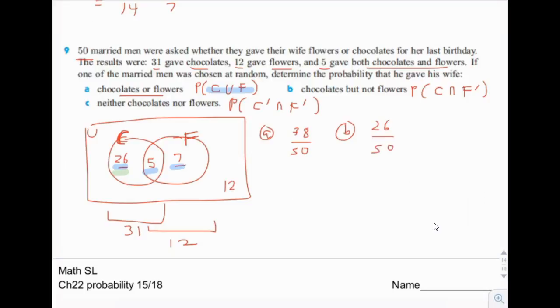And finally C, neither chocolates nor flowers. So that means it would be outside the C, and it also has to be outside of the F. So that leaves, let's do a different color. Neither chocolates nor flowers, that would be only these 12 people. The 26 people got chocolates, so they don't count. The 5 people got both chocolates and flowers, so they don't count. And the 7 people got flowers, so they don't count. So only these 12 people count. Okay? So that's the probability that the randomly chosen person gave neither chocolates nor flowers.